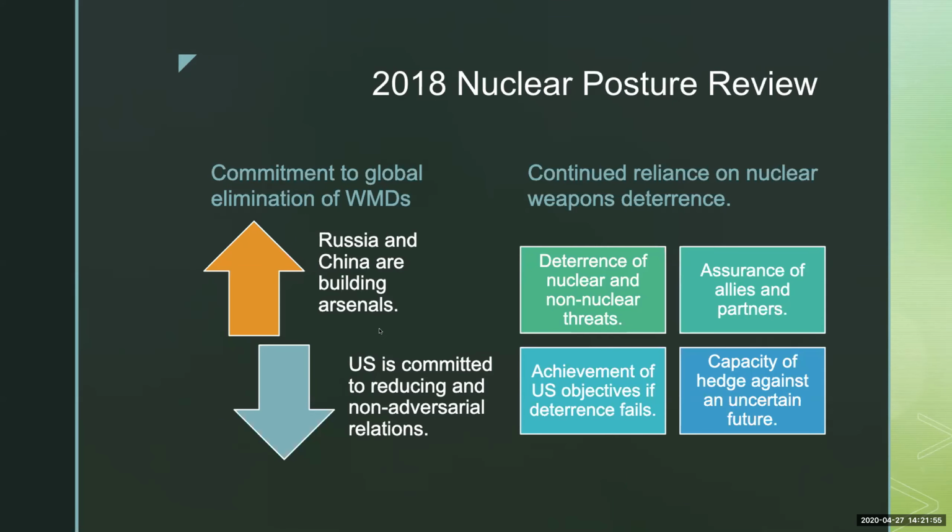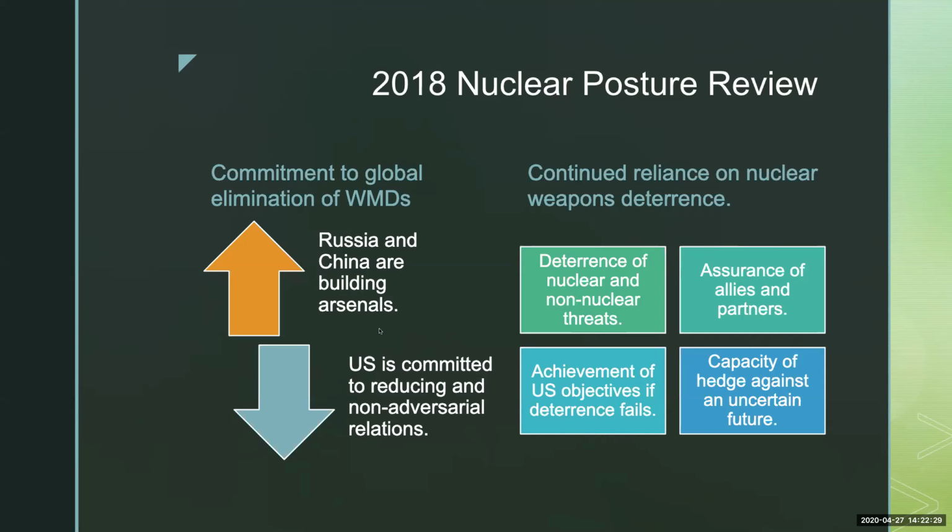So in the 2018 Nuclear Posture Review, the U.S. has maintained that they are committed to the elimination of all types of WMDs: nuclear, chemical, biological, etc. Russia and China have built their arsenals, whereas the U.S. has maintained that they're committed to reducing their arsenal and have publicly stated many times, including in this review, that they do not view China or Russia as adversaries and do not seek any type of adversarial relations.